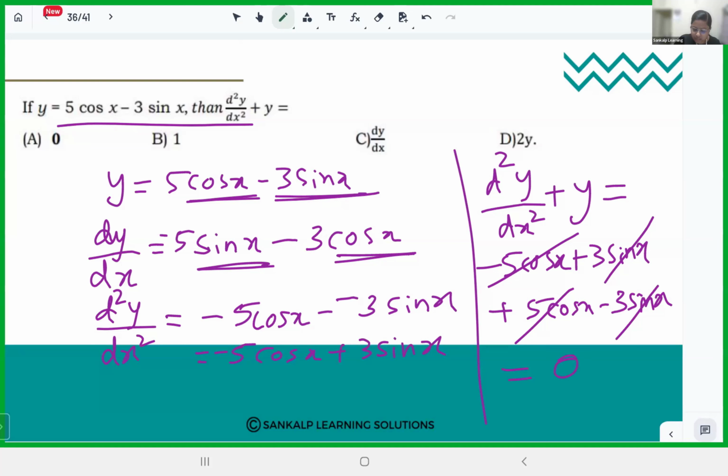So what is the value here? It is nothing but 0. So which option is right here? Option A is right.